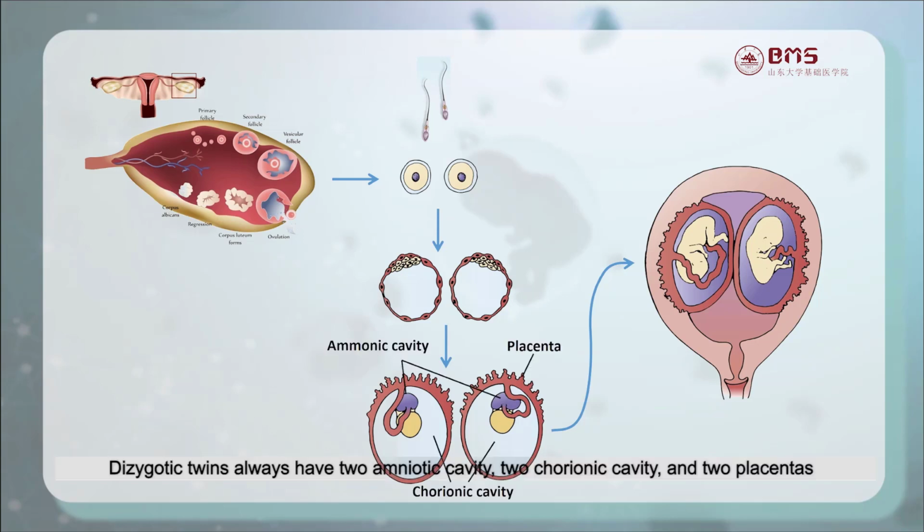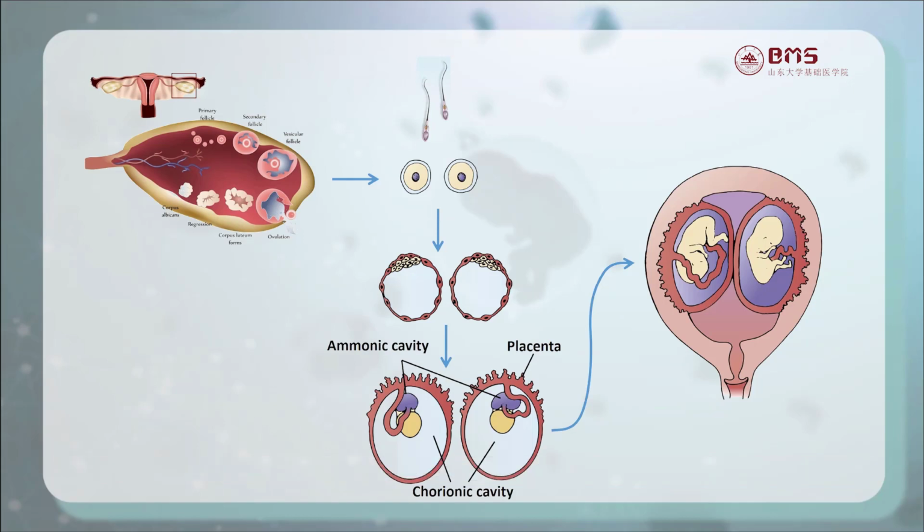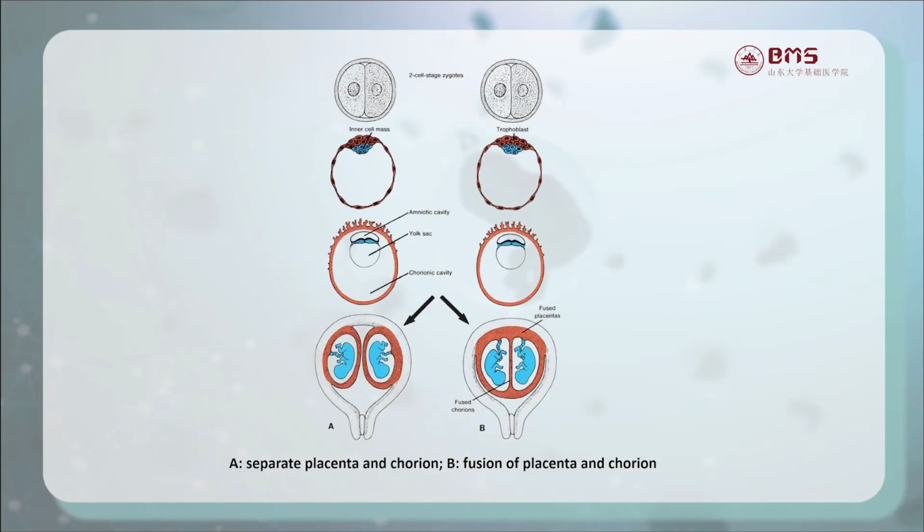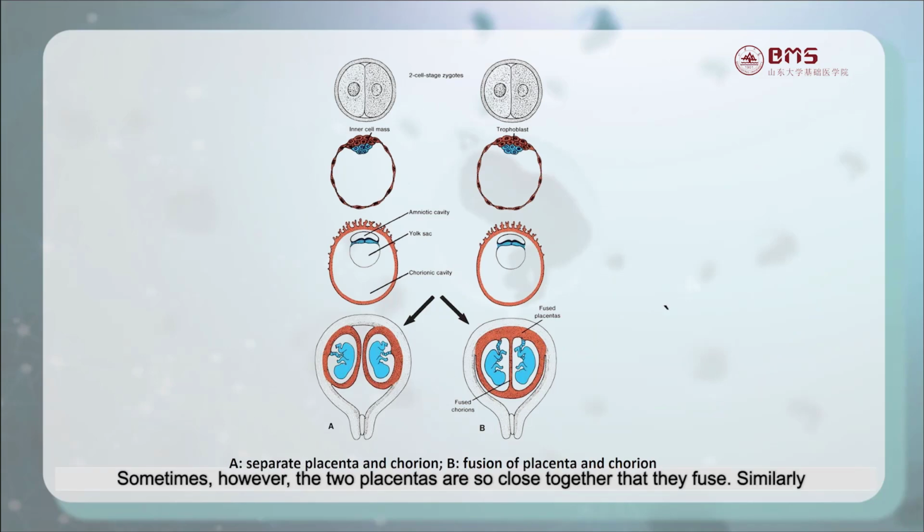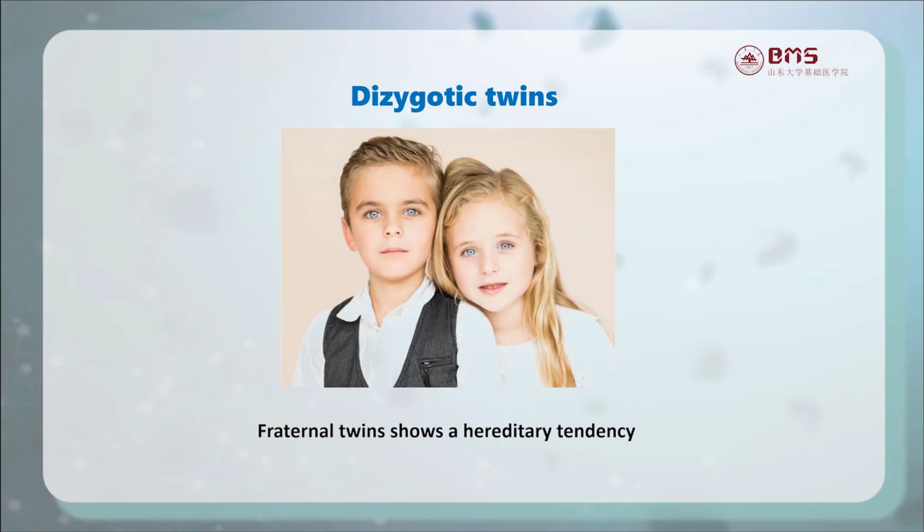Dizygotic twins always have two amniotic cavities, two chorionic cavities, and two placentas. Sometimes, however, the two placentas are so close together that they fuse. Similarly, the walls of the chorionic sacs may also come into close opposition and fuse. These two babies, one girl and one boy, are fraternal twins. Fraternal twinning shows a hereditary tendency.